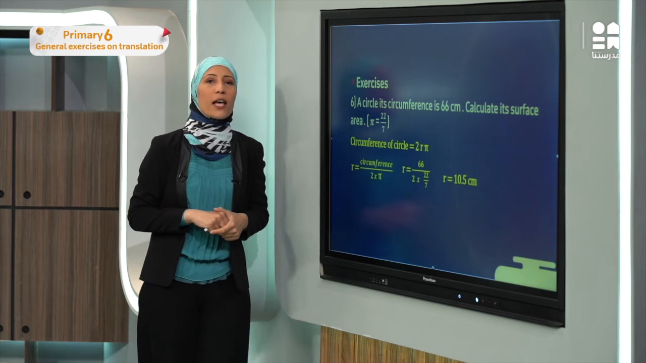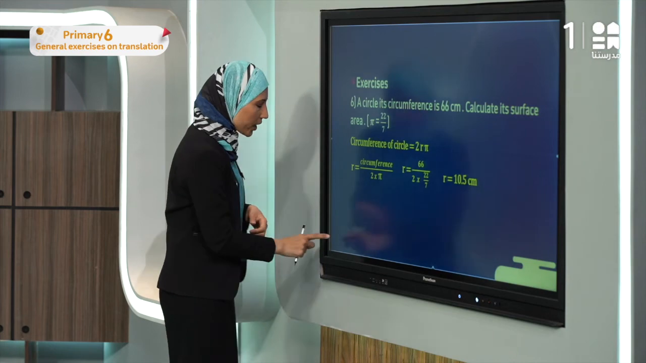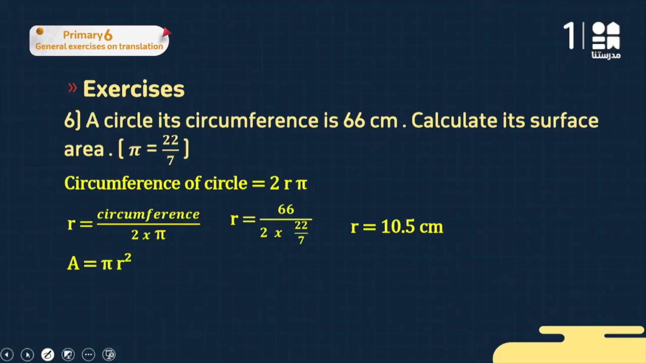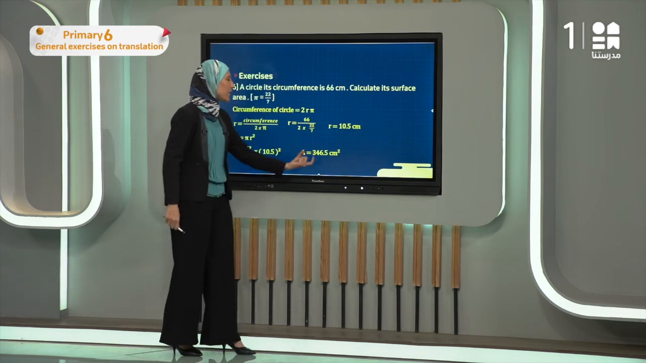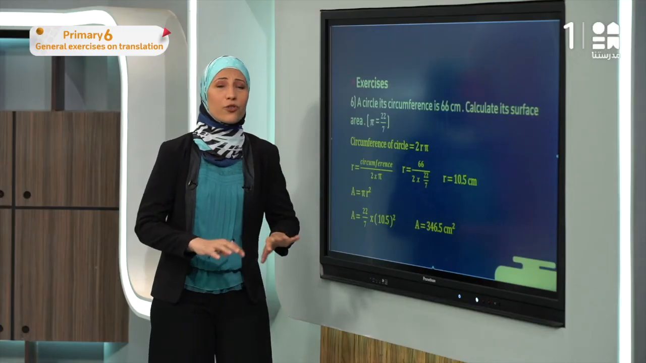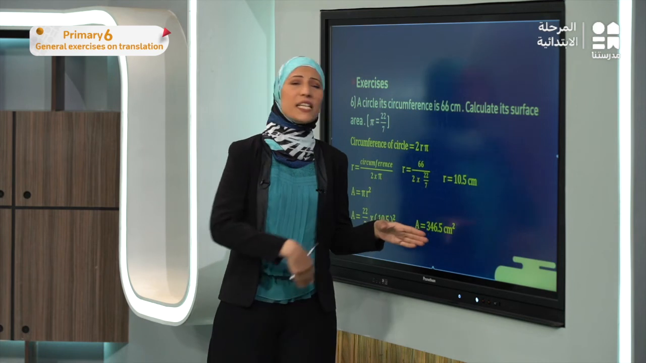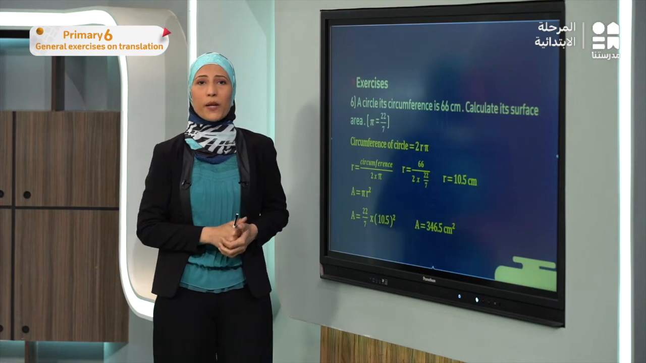Let's remember the area rule. Area equals what? Pi times radius squared. So I will make area equals pi times radius power of 2. It means I will make 22 over 7 times 10.5 power of 2. By calculating it using the calculator, I found that the area will be 346.5 centimeter square. Sometimes when we answer the area of the circle, we find many decimal points. You can approximate it, or you can write only the first 2 decimal places, and that's enough.